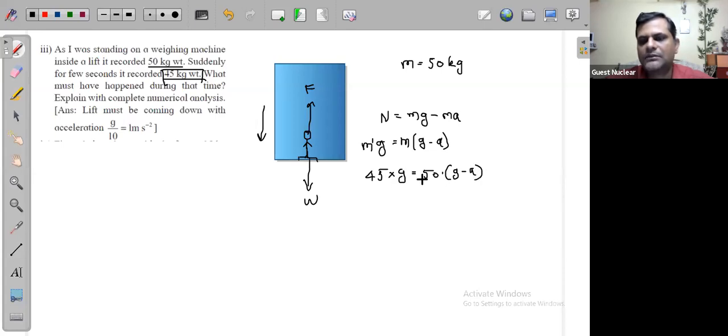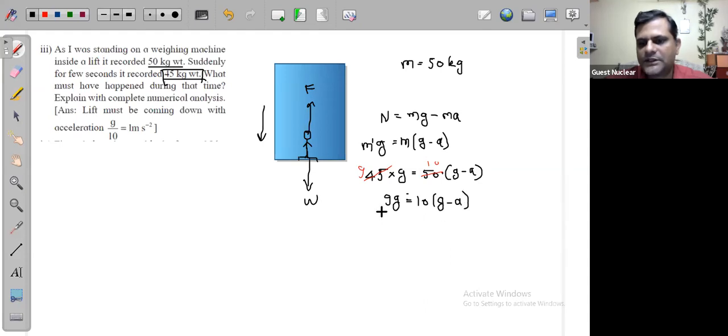And we can now simplify this further. If we cancel out this 50 and 45 here, we can reduce it by 5. 5 nines are 45, and here it will be 5 tens are 50, correct? So in the next step we have this simplified as 9 times g is equal to 10 times g minus a, right?